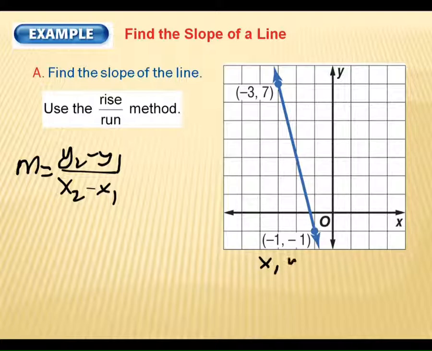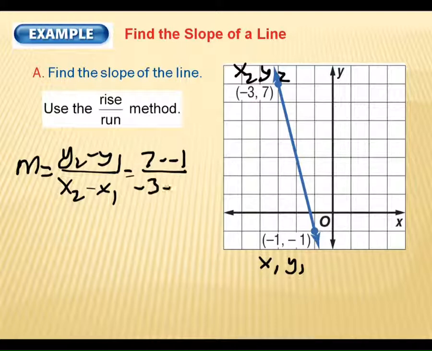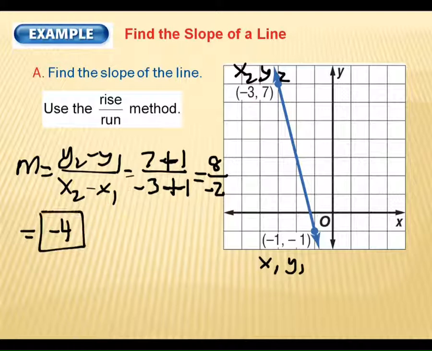If we call this, it doesn't matter which pair of points we pick is the x and the y. Okay, but if we call this x1, this has to be y1. If we call this x2, that has to be y2. Okay, so this says I take the second y minus the first, 7 minus negative 1, divided by the second x minus the first. And remember, when you have a double negative, what should you do to that? Add it. You're right. 7 plus 1 is 8. Double negative there. Negative 3 plus 1, negative 2. And 8 divided by negative 2 is negative 4. Okay, that's the slope of this line.